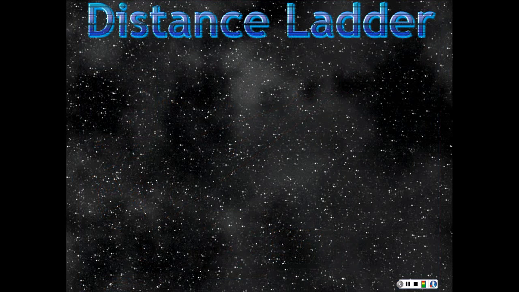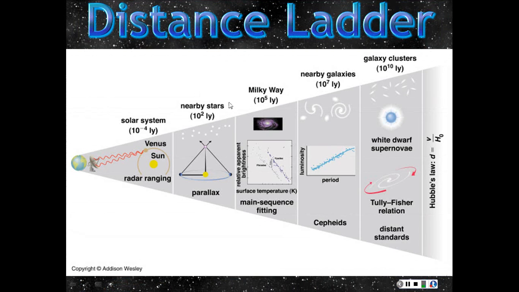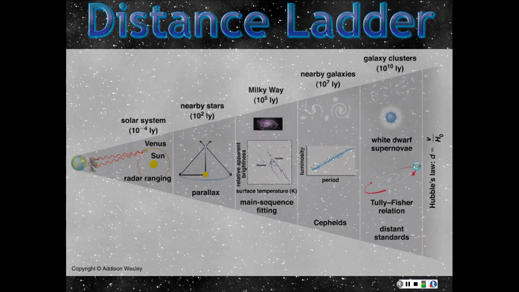But now that we've got that, we can build on it. We can measure the distances of all these stars out to a few hundred parsecs, and then we can use that to calibrate other measures, which include main sequence fitting, Cepheid variables, white dwarf supernovae, measures of galaxies, and Hubble's law. And we're going to work through those step by step.